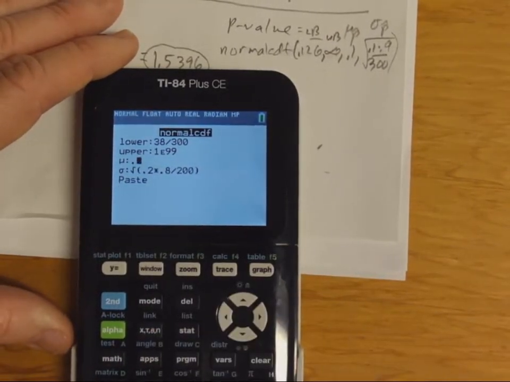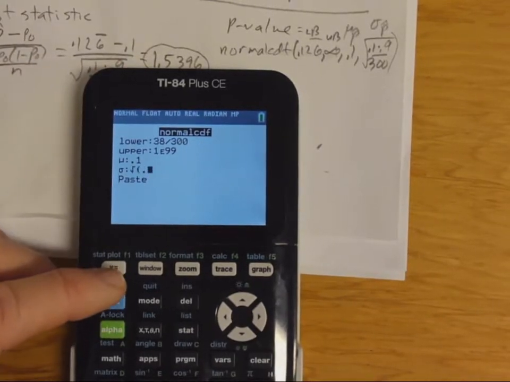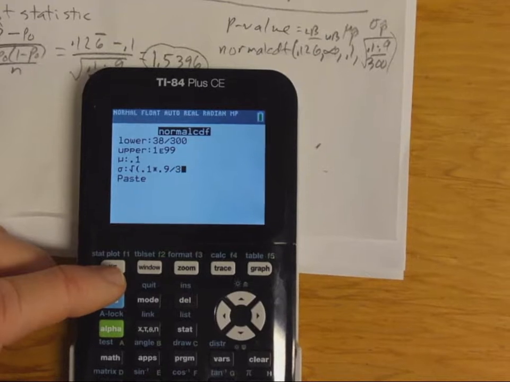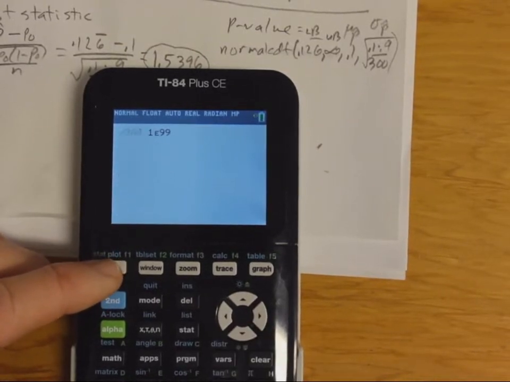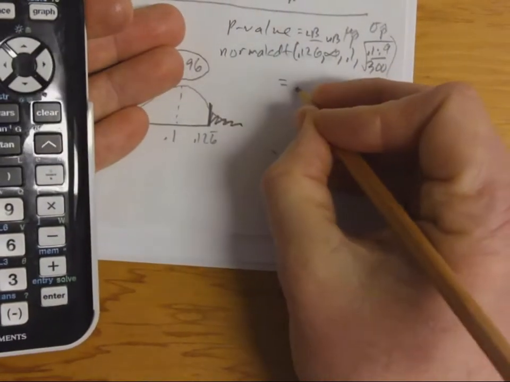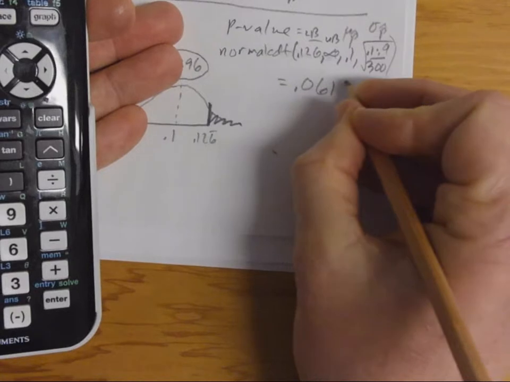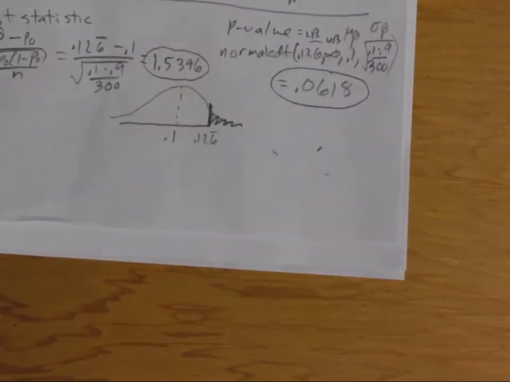And then the mean would be 0.1, and our standard deviation would be the square root of 0.1 times 0.9 divided by 300. So close our parentheses there. And so we get 0.0618 approximately. 0.0618. And that is sort of the main number that speaks to us on the test, the p-value.